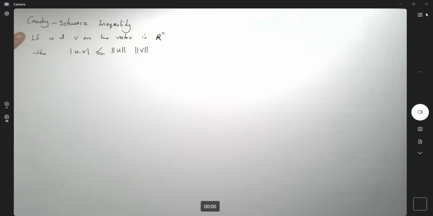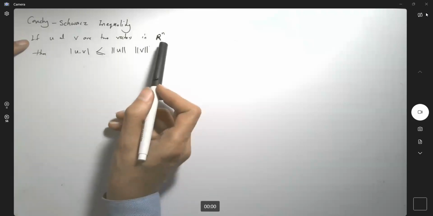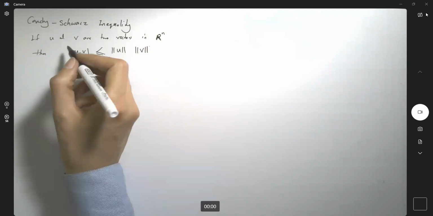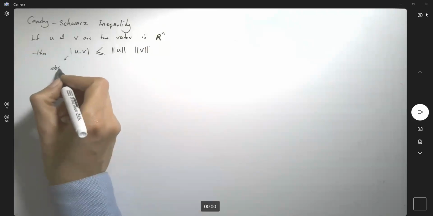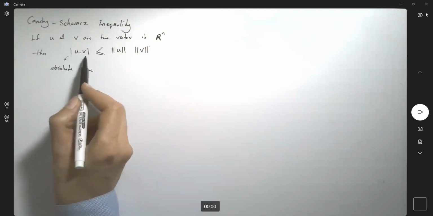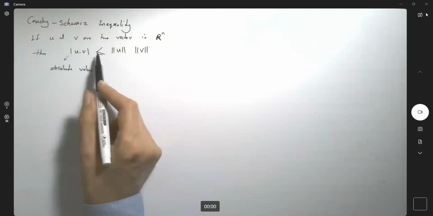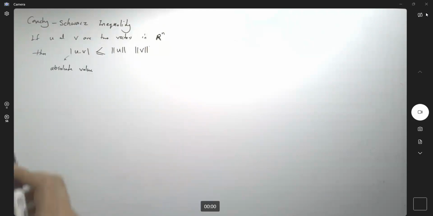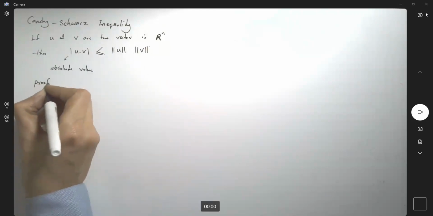Let's talk about the Cauchy-Schwarz inequality. Suppose you have two vectors u and v in Euclidean space R^n. Then the absolute value of the dot product between u and v is less than or equal to the magnitude of u times the magnitude of v. Let's take a look at the proof.